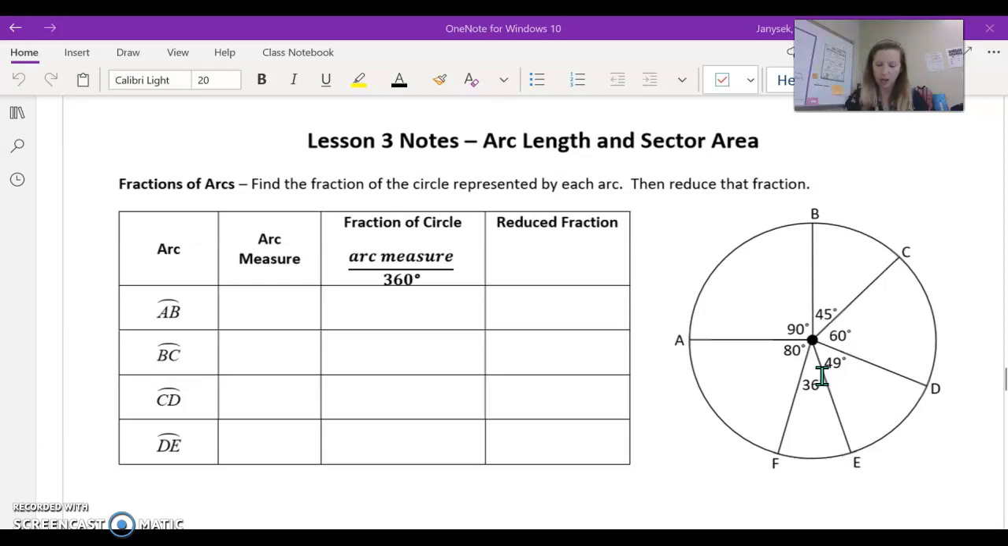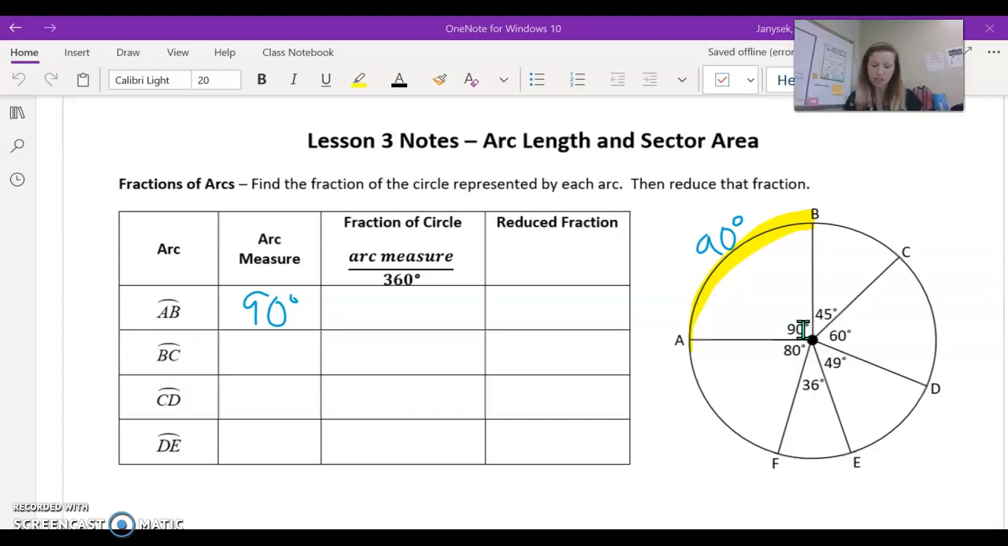So first we're going to look at arc AB. So arc AB is right here, highlighted in yellow. And the measure of that arc, if you recall, is going to be the measure of the angle that is associated with that arc. So this arc's measure is 90 degrees.